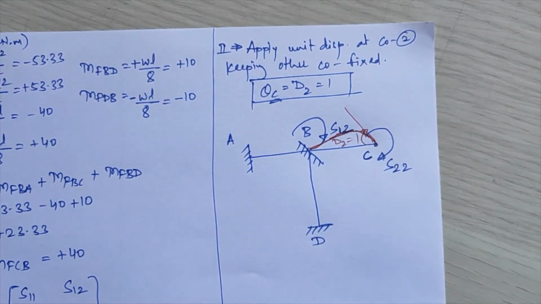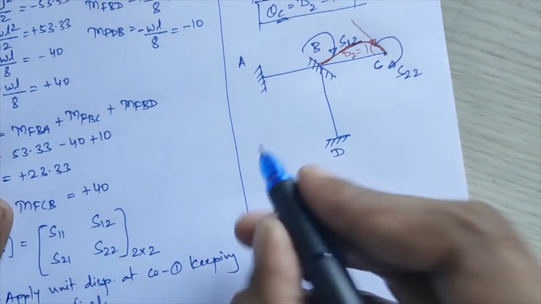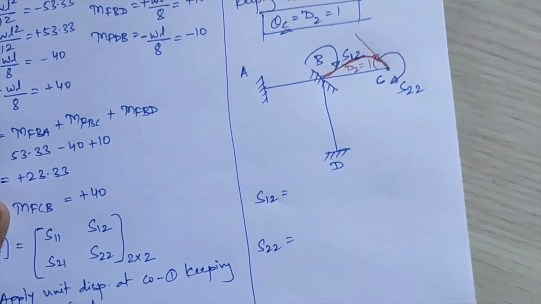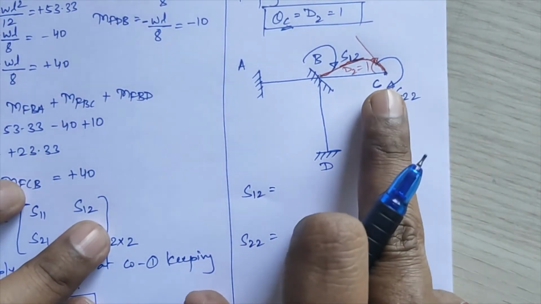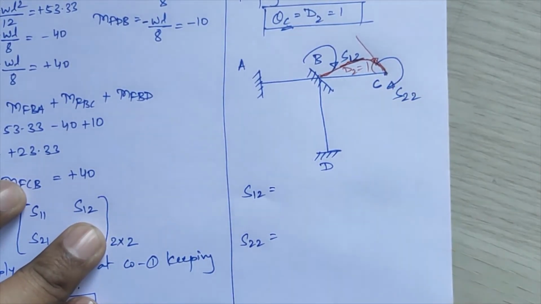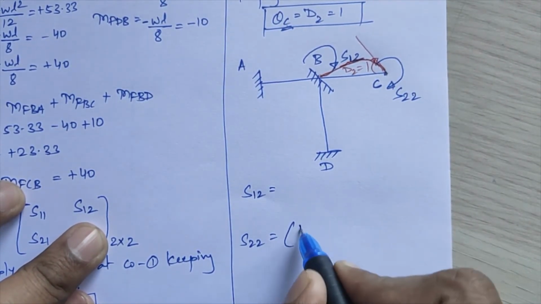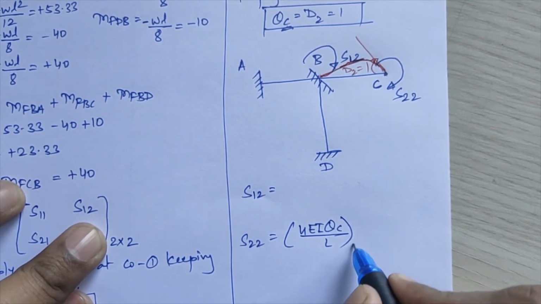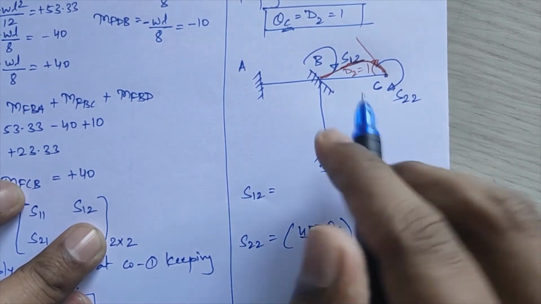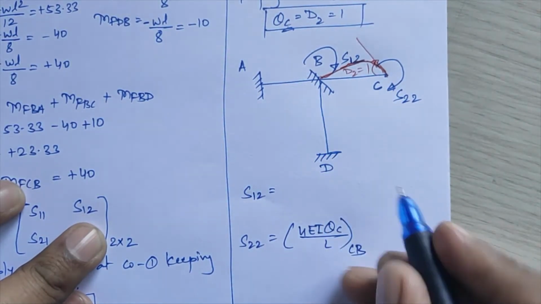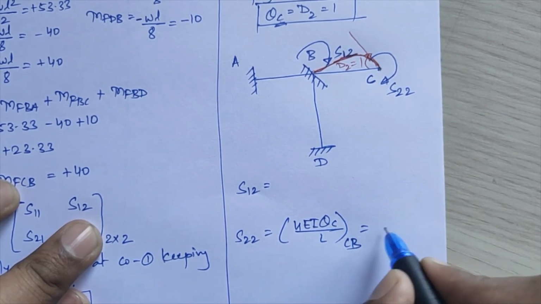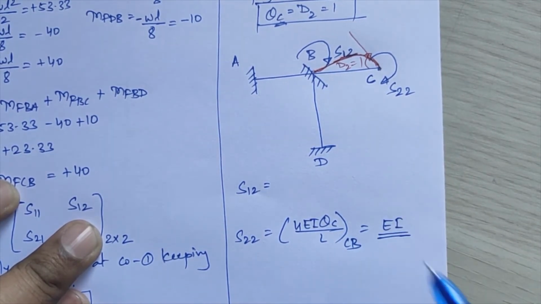Right, now we will calculate the values of these two, that is S of 1 2 and S of 2 2. S of 2 2 we'll see first. Corresponding to your unit displacement point, S of 2 2 will be your near end moment, so that will get as 4 EI theta C upon L. Okay, but that will be for member CB. Only one member you are having here, so that will become only 1, theta C is 1, length is your 4, so 4 by 4 I'll get this as 1 EI.